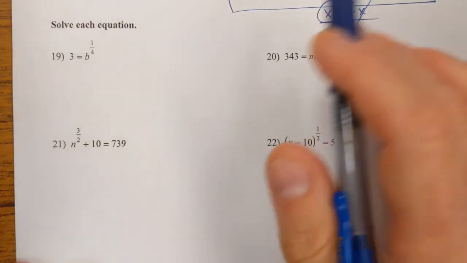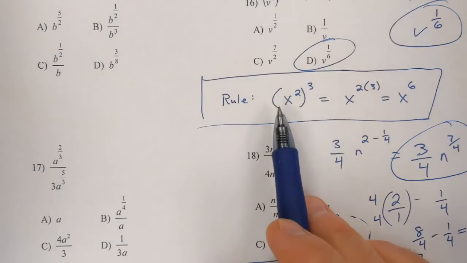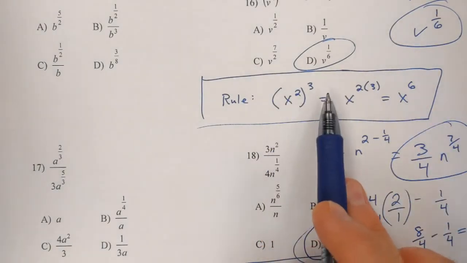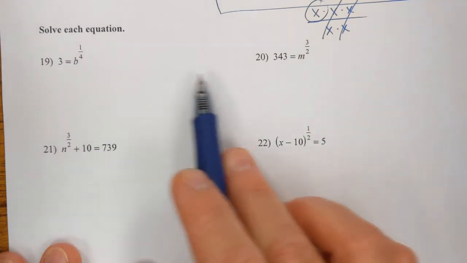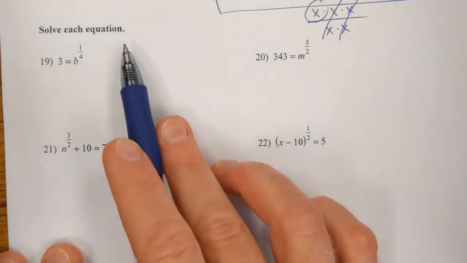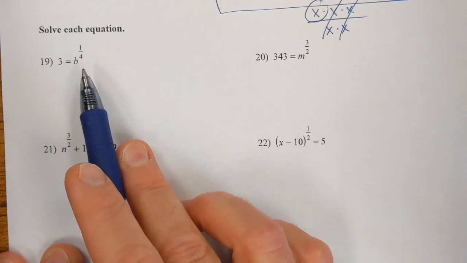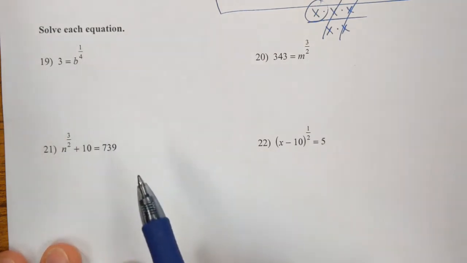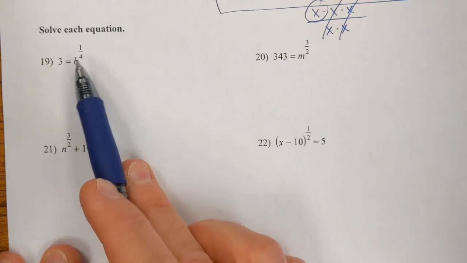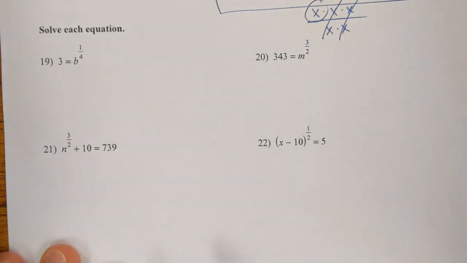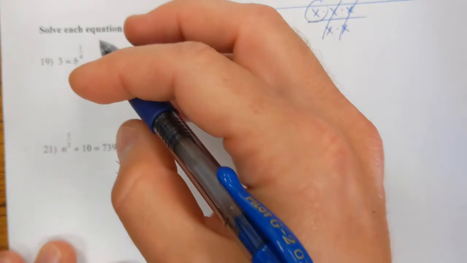Now, you can use these rules that we just learned, particularly this power rule here, the power of a power. You can use these rules that we just reviewed to easily solve equations that have rational exponents. So here we're asked to fill in the blank. 3 equals blank to the 1/4 power. Okay? Well, let's think about this for a second.